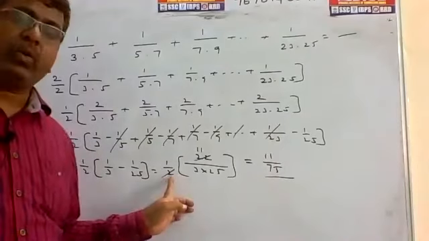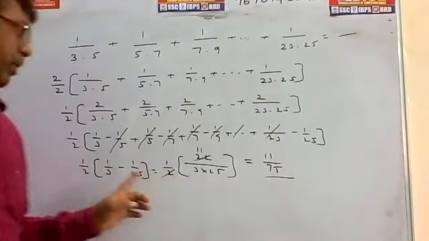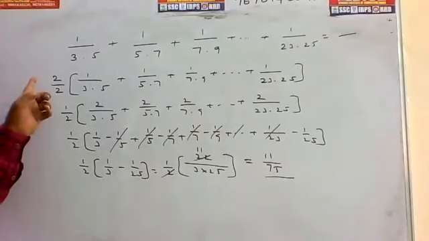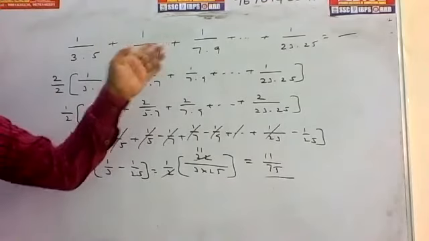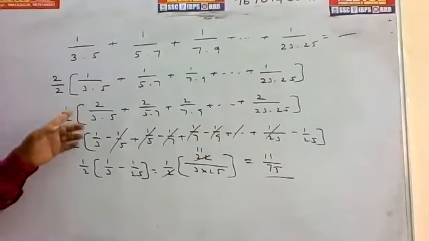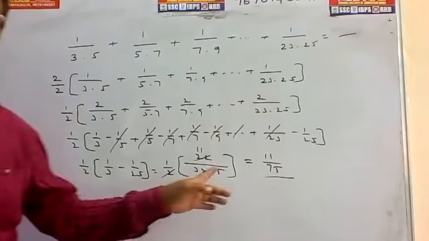Okay, 2 is there on the outside. First of all, 2 by 2, the 2 is sent to the numerator and the denominator 2 stays like this only. So finally, the 2 will be cancelled.